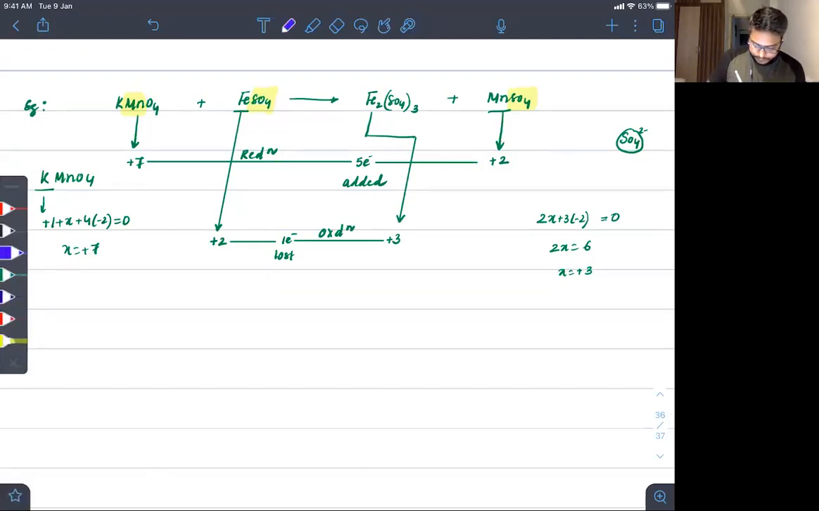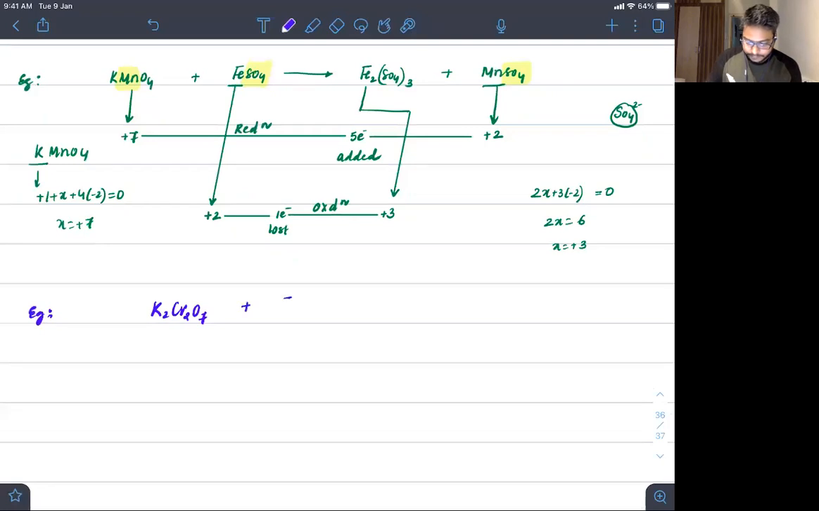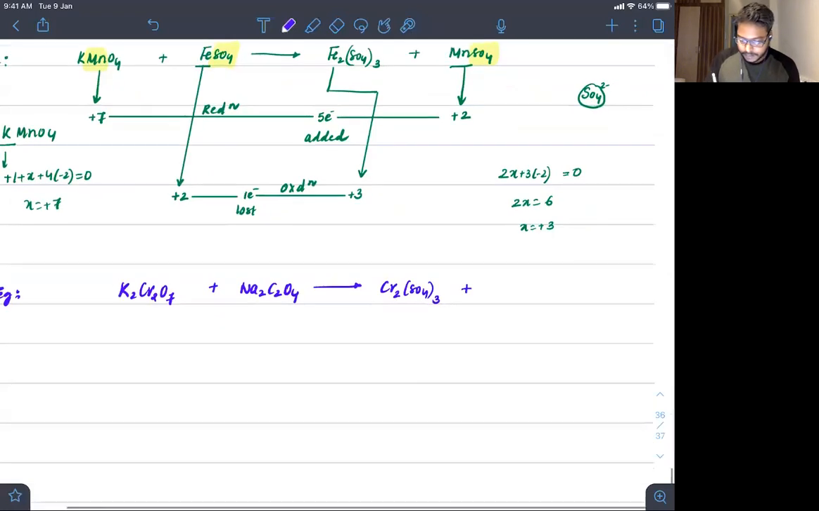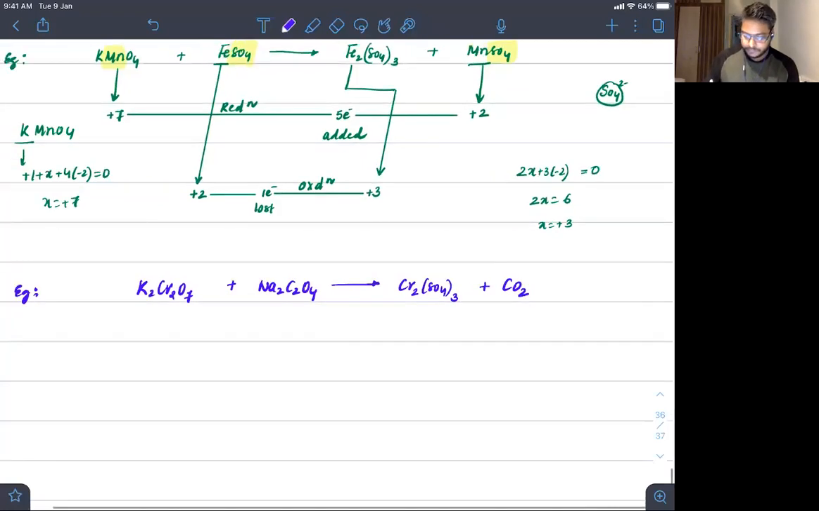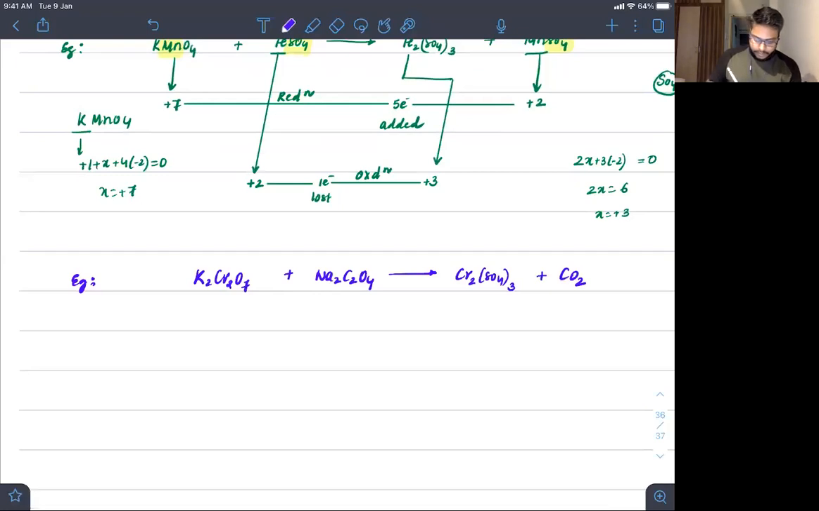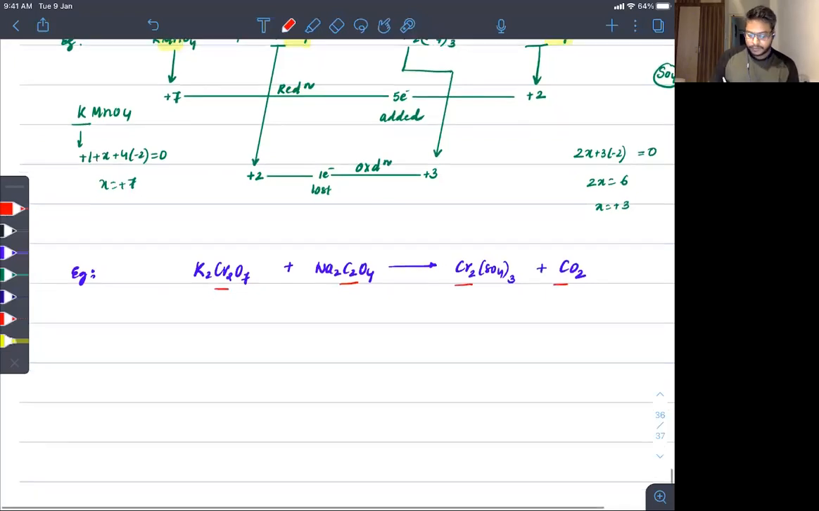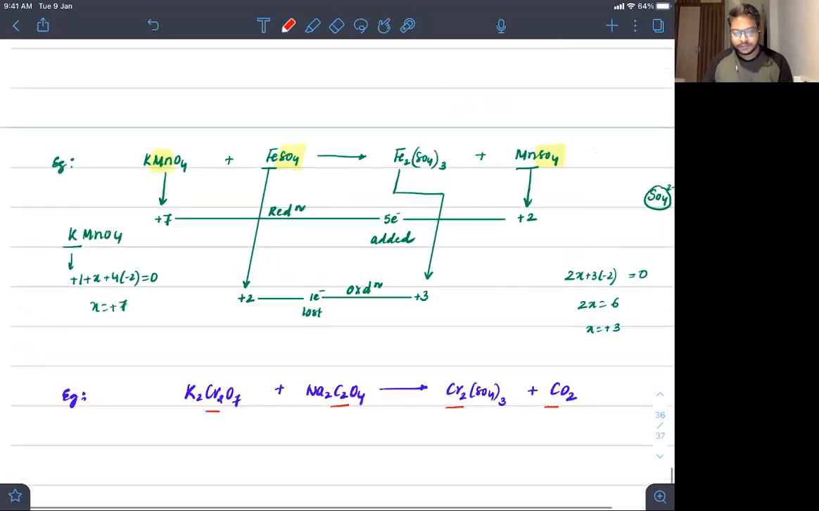Do the next one. K2Cr2O7 plus Na2C2O4 is becoming Cr2(SO4)3 and CO2. Check out the oxidation state of these elements and comment what is happening, which is undergoing reduction, which is undergoing oxidation.